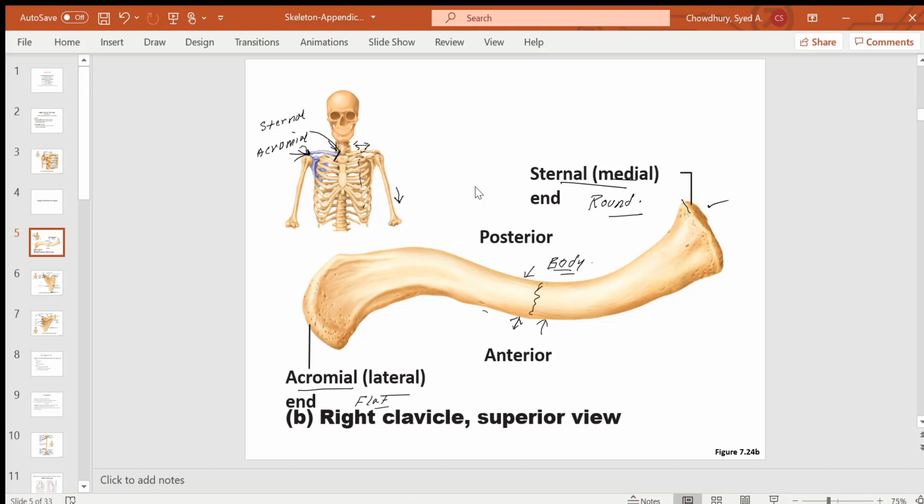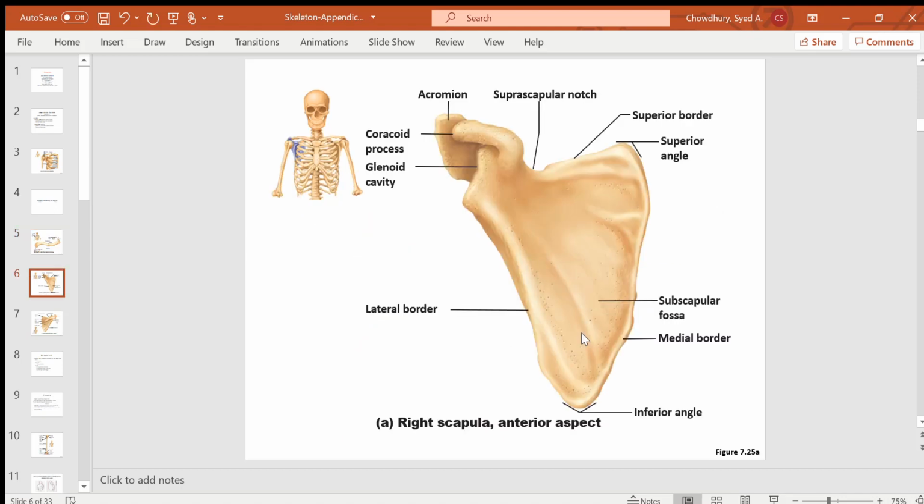The clavicle is also known as the collarbone. In females, we also use the term beauty bone. So that is the clavicle. This is a scapula, which is also commonly known as a shoulder blade. The scapula is located posteriorly in the shoulder girdle.